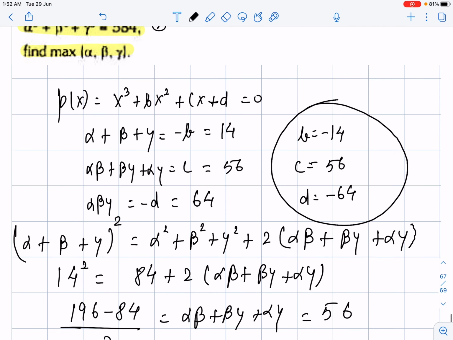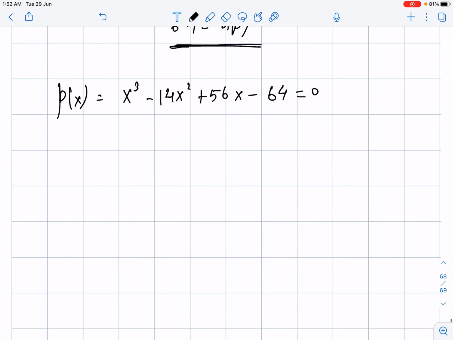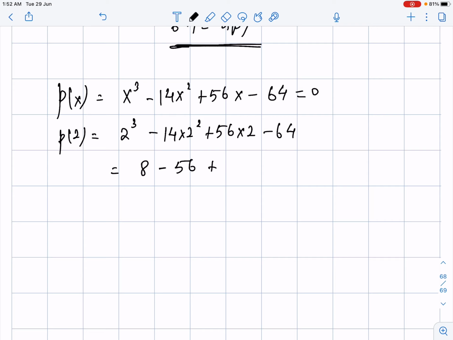Now guys, I can see that P of 2 will be 0. P of 2 will become 0. Okay, let me show you how. This is 2 cube minus 14 times of 2 square plus 56 times of 2 minus 64. We'll be computing its value. So 8 minus 56 plus 112 minus 64. Okay, so this will generate 0.